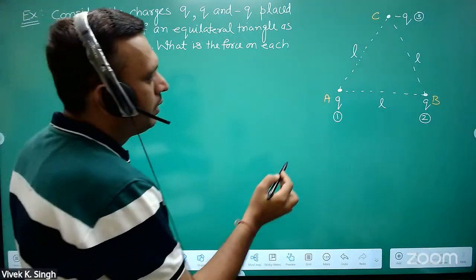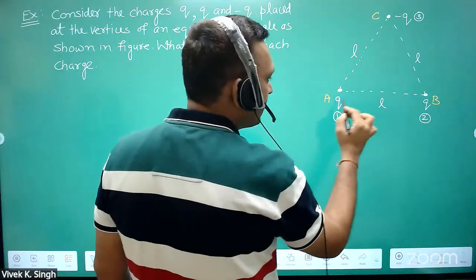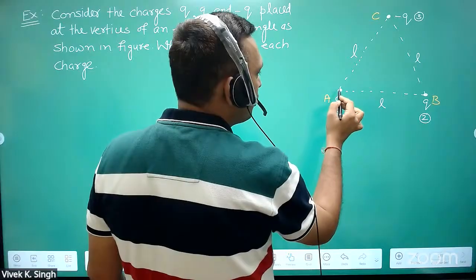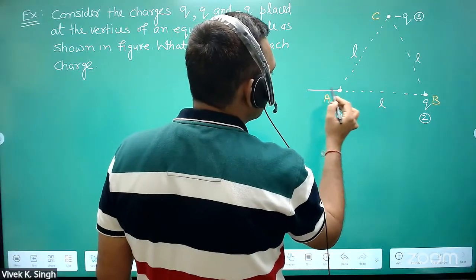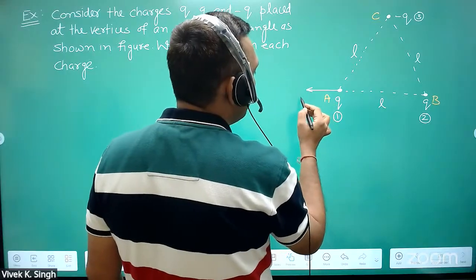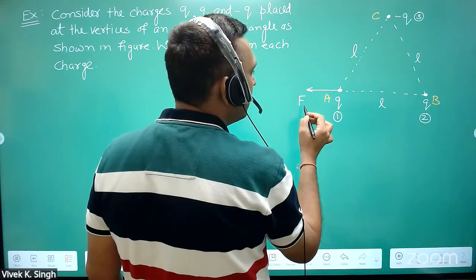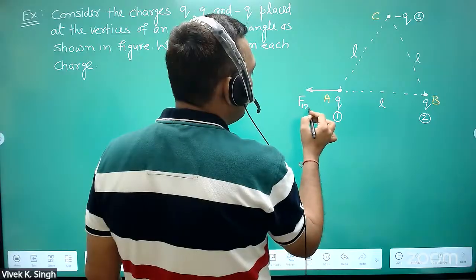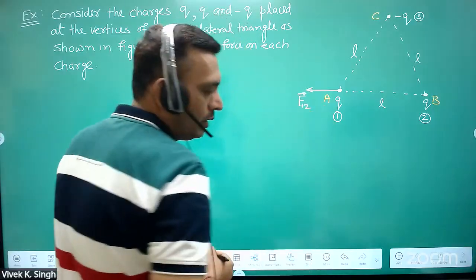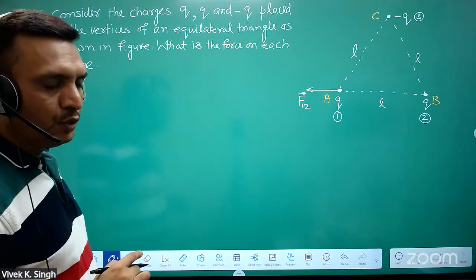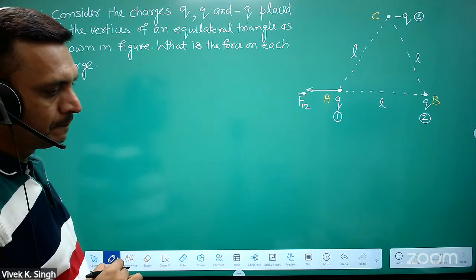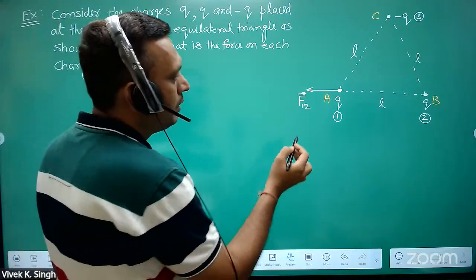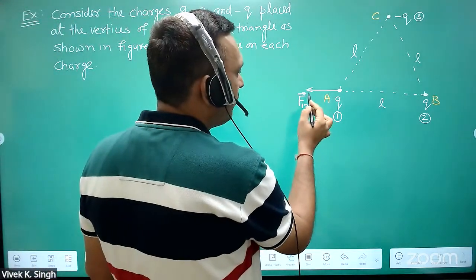Yes, sir. So both charges are positive. What will be the direction of force on 1 due to 2? This will be the direction of force. Let's call this F12.